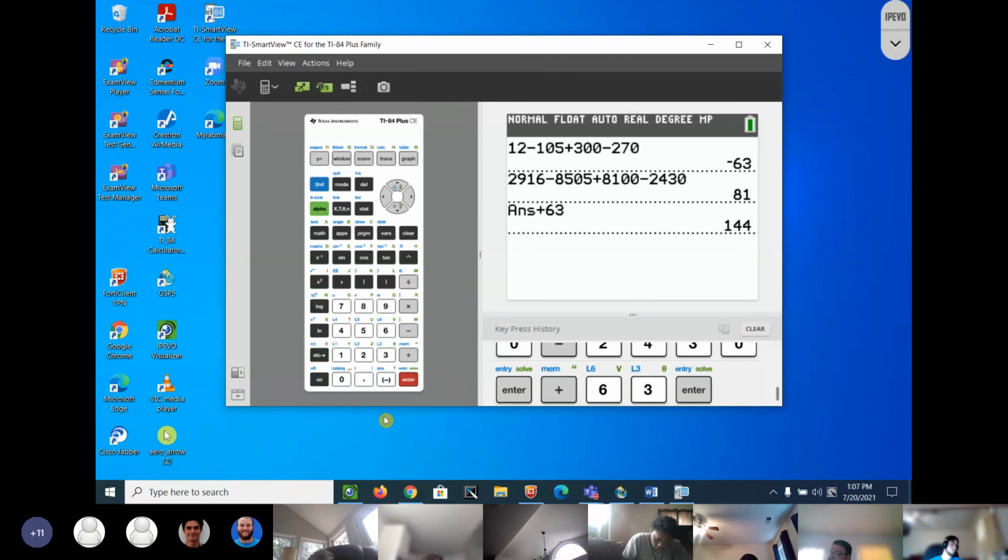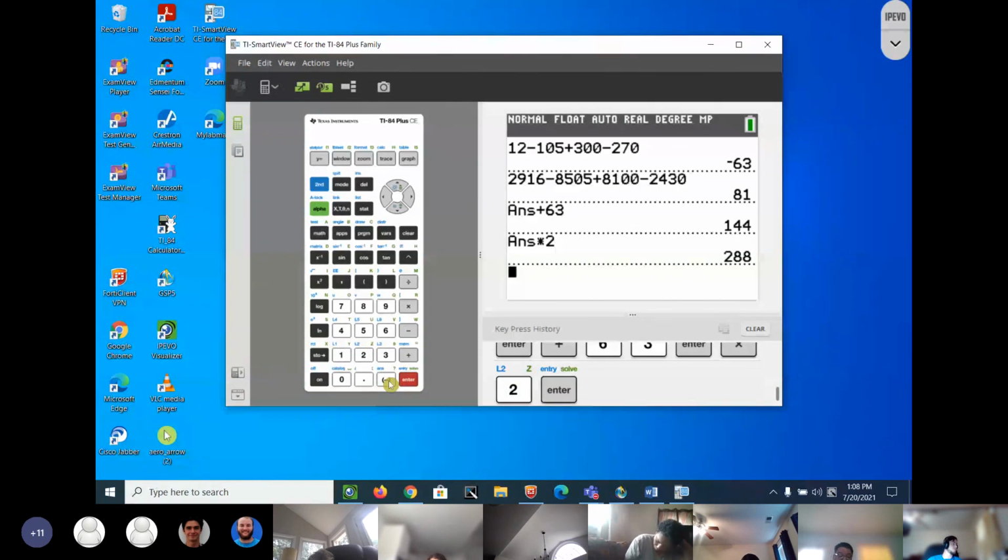144 over 60. And we got to multiply that by 2 pi. So 144 times 2 is 288. So that's 288 pi over 60. And I believe that will reduce down to 24 pi over 5.